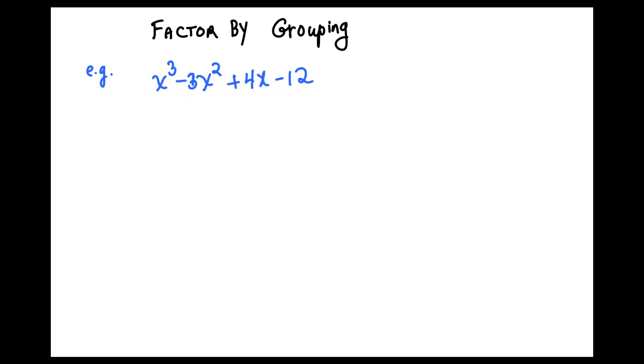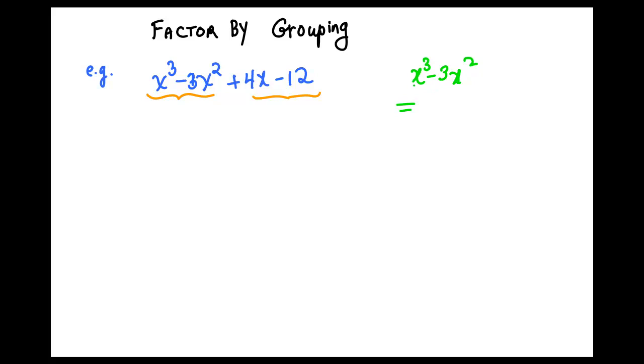Factor by grouping works like this. We're going to look at 2 pairs, and we're going to do a rewrite of this particular polynomial. We haven't factored it yet. We're going to do a rewrite. First thing we do is we look at x cubed minus 3x squared, and we look to see what's the greatest common factor for just those first 2 terms.